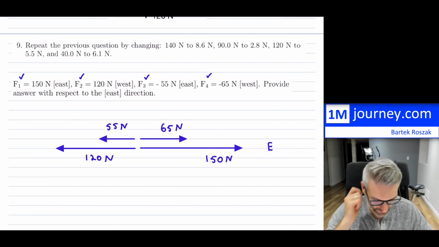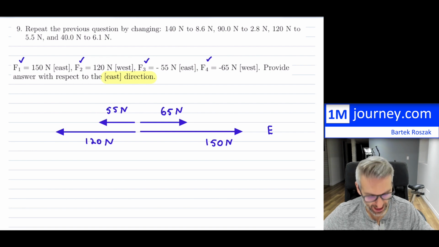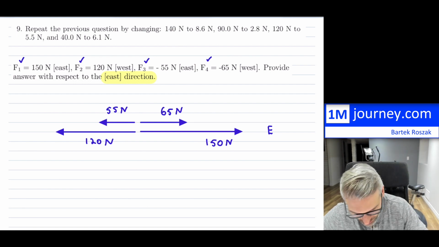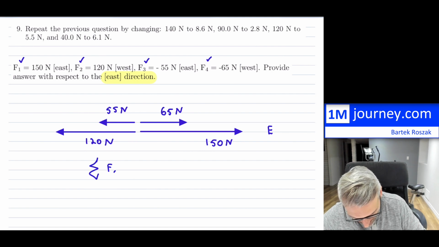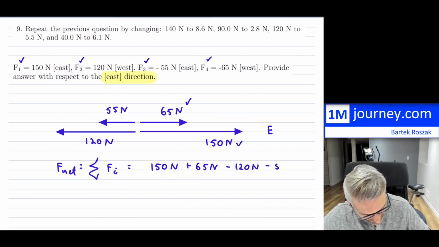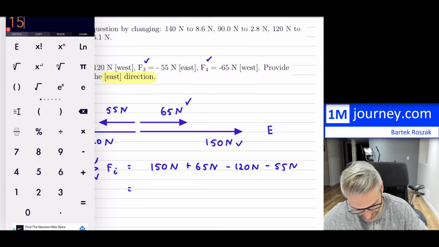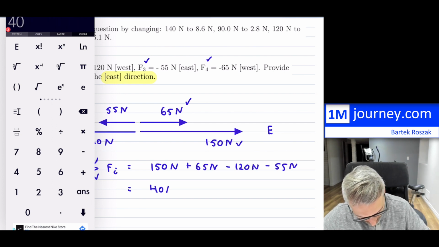That's 65 newtons. Now that you have all of these, we want to find what the net force is with respect to the east direction. So let's see what happens. We'll make east positive. That's the summation of all of the forces, so Fnet is equal to 150 newtons plus 65 newtons, these two are positive in the east direction. Then you have minus 120 newtons minus 55 newtons, those are in the west direction. In total, 150 plus 65 minus 120 minus 55 is 40 newtons right there.